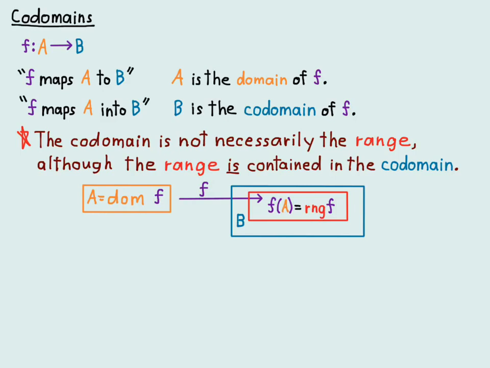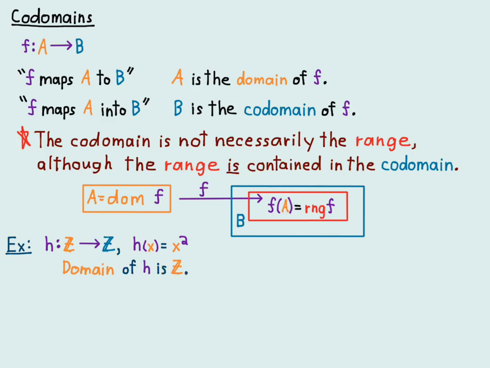But yeah, so this is the idea. This is why it says into. It maps into B. F maps A into B. So here's an example. H maps Z into Z. Z is the integers, right? So H maps the integers into the integers. And H is the function h of x equals x squared. Can you see how that maps the integers into the integers?